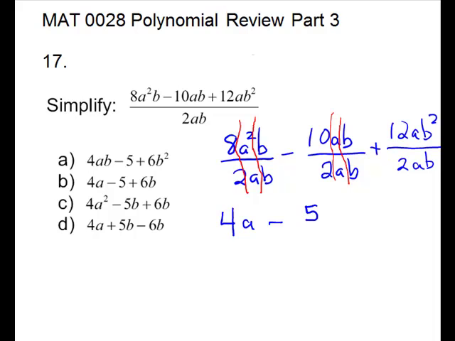And then last, we have plus. 2 into 12 will go 6. Our a's are going to cancel again, and our b's will subtract the exponent to leave us b to the first. And then when we look at our answers, it looks like our choice is B.